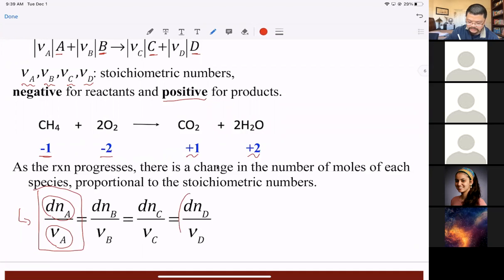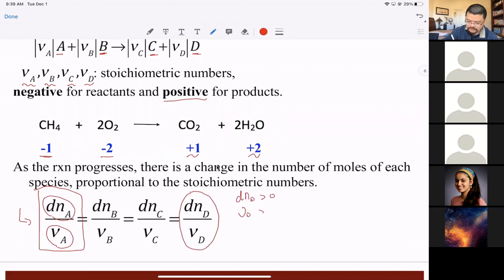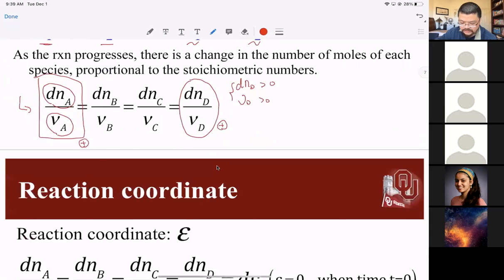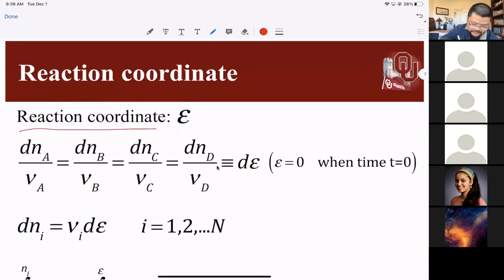Same story if we are looking at the product D, we are going to produce the products. So dN_D shall be a positive value as the reaction goes on, and nu_D shall also be a positive value. So overall, we are going to have a positive value over here. This is also overall a positive value, right? So now we have the ratio, meaning there is some constant if we are looking at this one single reaction. And over here, we define this ratio as a reaction coordinate.